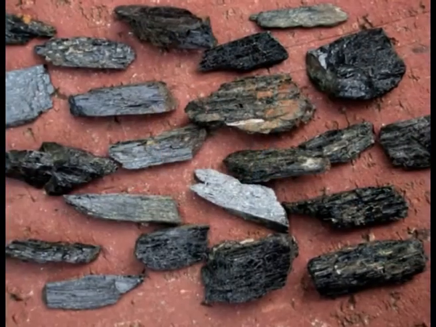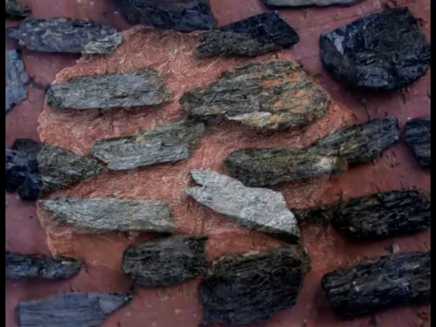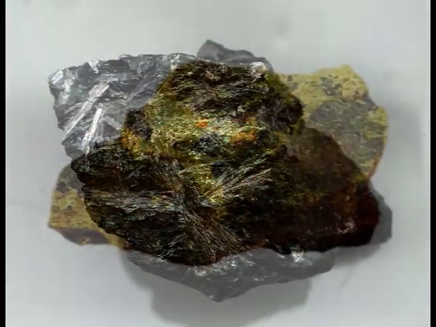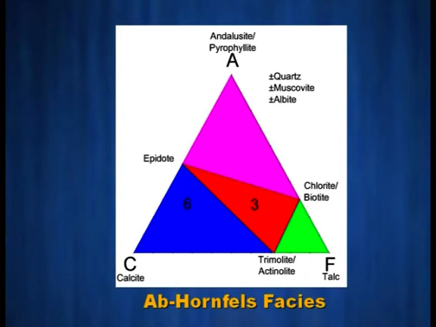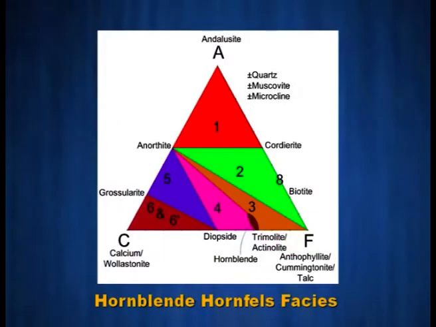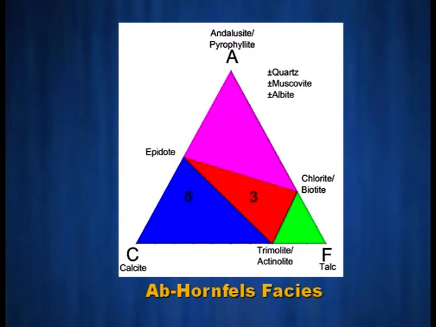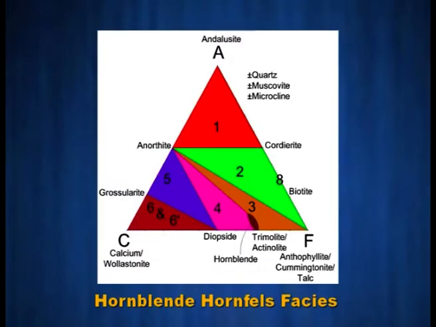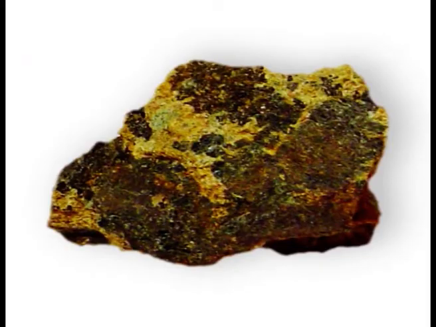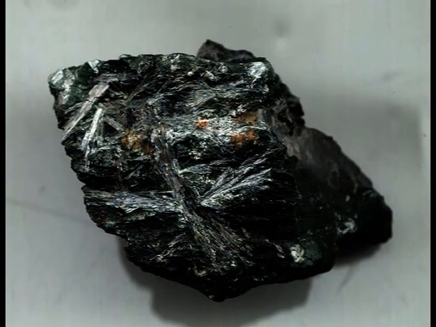Hornblende Hornfels facies is important in the sense that all the amphiboles are usually present in this facies, like tremolite, actinolite, anthophyllite, cummingtonite, gedrite, etc. If we compare the ACF diagram of albite epidote Hornfels facies and hornblende Hornfels facies, then we can see in albite epidote Hornfels facies even hornblende is absent, while in hornblende Hornfels facies, hornblende, cummingtonite, gedrite, anthophyllite are present.